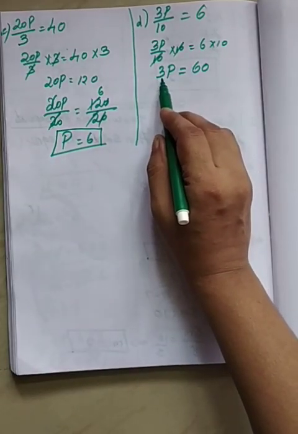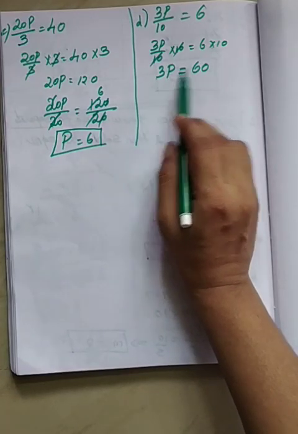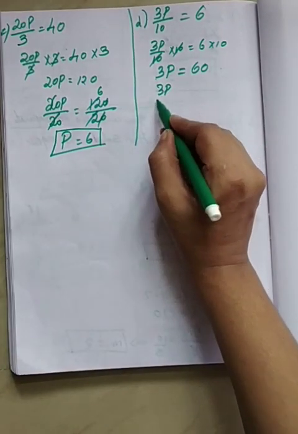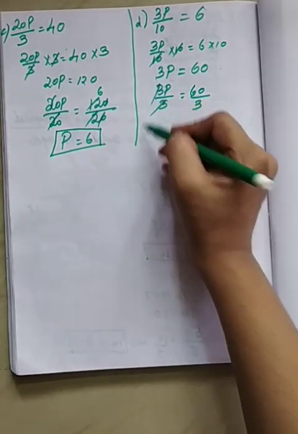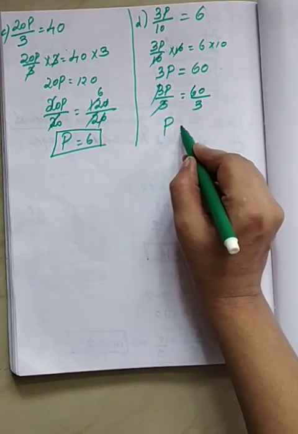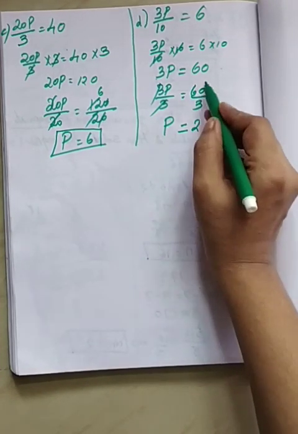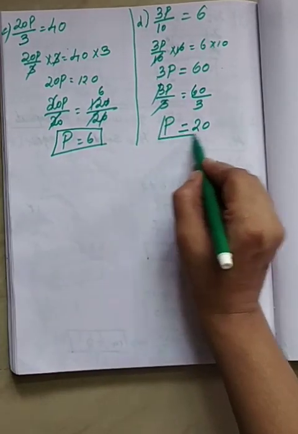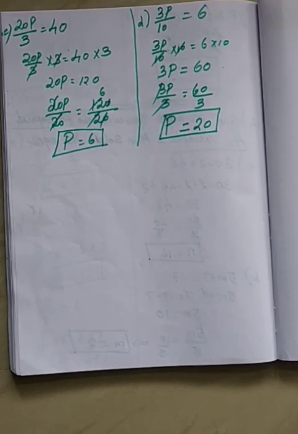Then you have to remove this 3. Means what do you do? You take divided by 3 on both sides. So you will get 3p by 3 is equal to 60 by 3. Now cancel the 3. So on the left hand side p is equal to, how many 3s are there? 2, so write this 0. So what is the p value? p equal to 20. Okay.